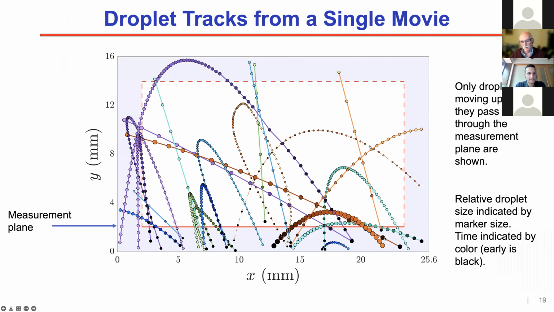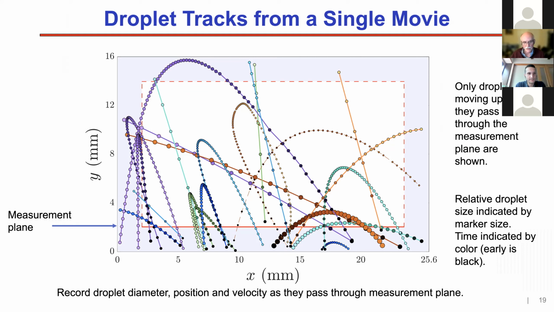And they're coded according to droplet size, the same as the droplet symbol. Black is early in time and the colors are later. So for instance, this one is going to the right and down again. This one is going to the left and down again. This one is going way up in the air and then coming back down again, we think. Actually, we can kind of measure it up here. And so we get all those tracks, and what we record is the diameter, position, and velocity of the droplet as it passes through the measurement plane, which is this red line.